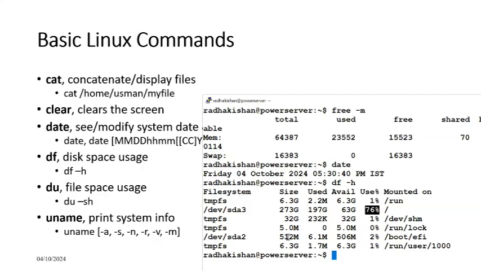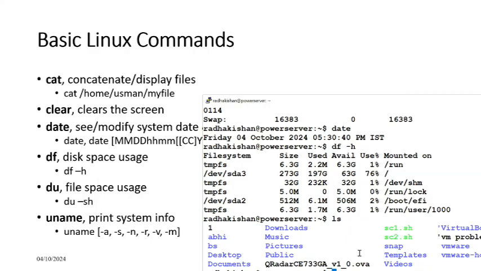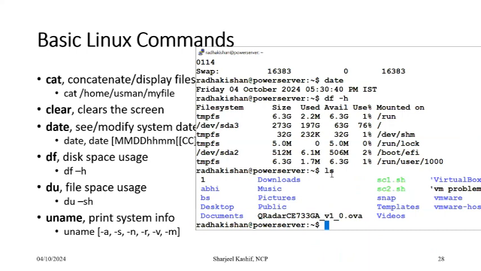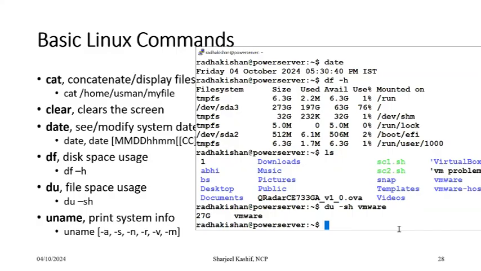This content is not useful actually, but we see this is the main disk size. If we want to see any specific directory's details, then the command is du. Df is for disk space and du is for file space. If we want to see the VMware details, you see there is a directory VMware, then du -s VMware. It will show you the directory has 27 GB of data. We can just type it in a single command, no need to, like in Windows.